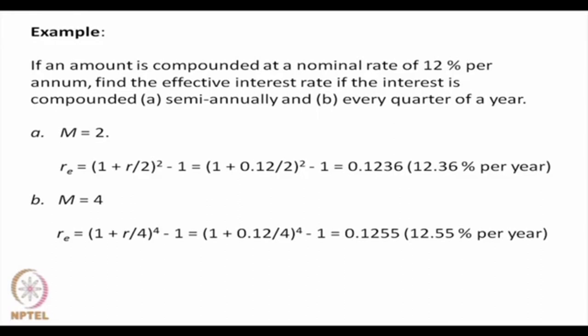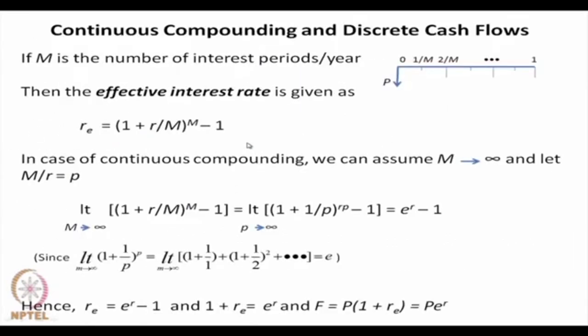Let us say that an amount is compounded at a nominal interest rate of 12% per annum. So, that is the R. It can be compounded semi-annually and it can be compounded every quarter, meaning 4 times a year. So, we are required to find out the effective interest rate RE in each case. So, I am defining a quantity M.